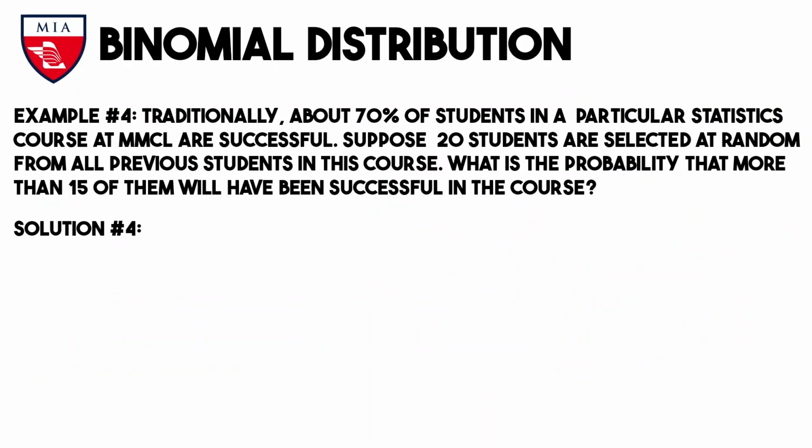Example number 4. Traditionally, 70% of students in a particular statistics course at MMCL are successful. Suppose 20 students are selected at random from all previous students in this course. What is the probability that more than 15 of them will have been successful in the course?